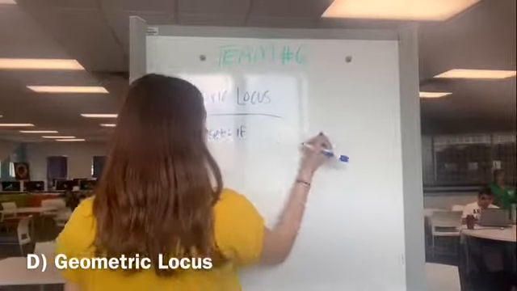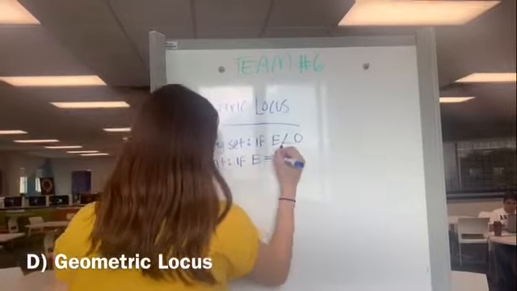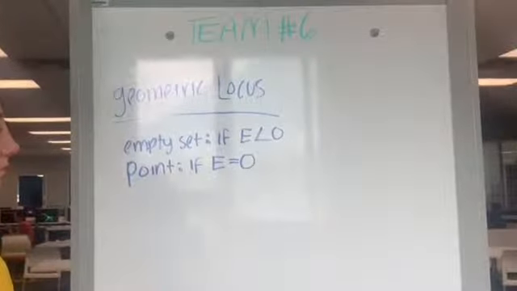If that value is greater than 0 for your ellipse, then you will have an empty set. And if it is equal to 0, you will have a point.